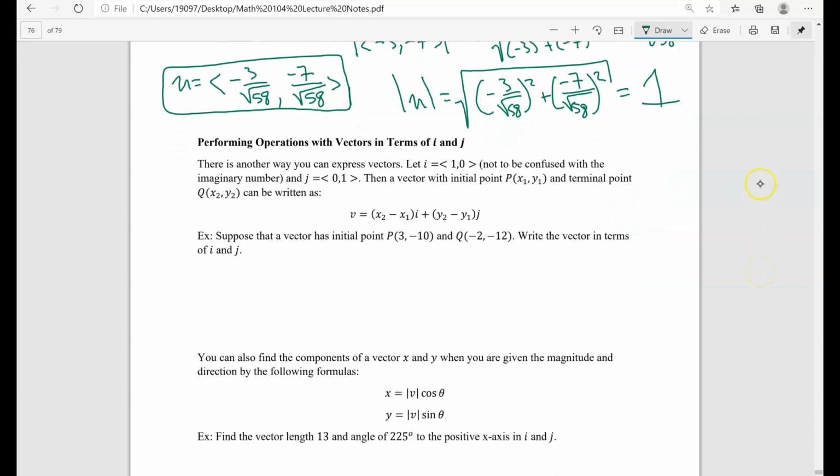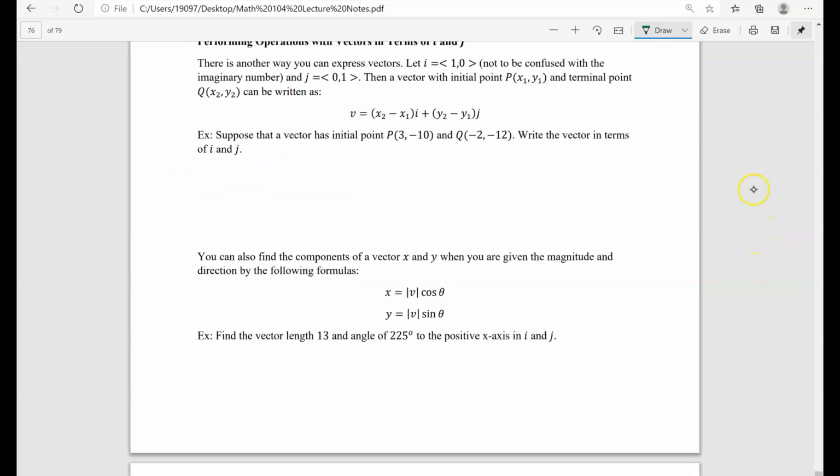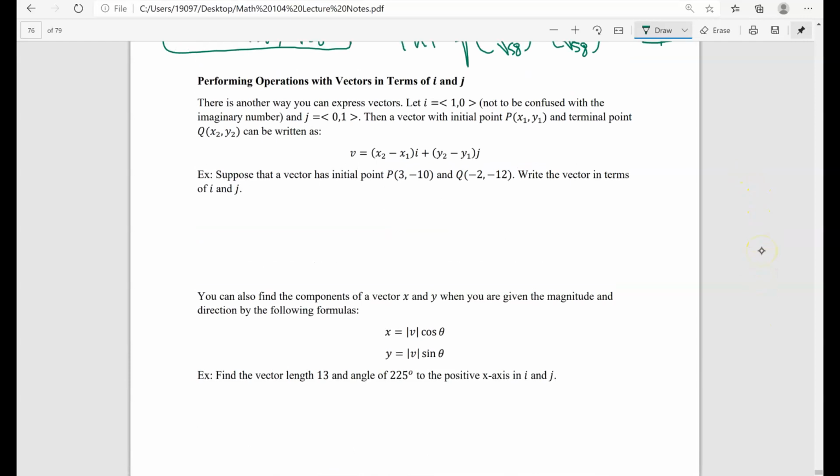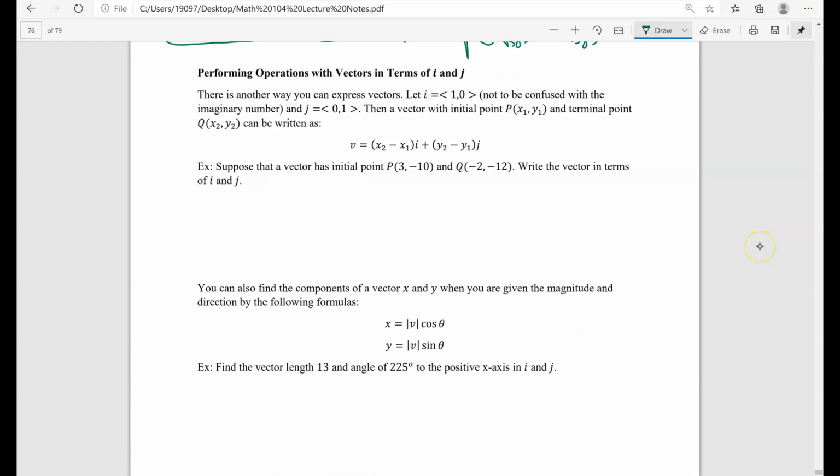So just to give you one last thing, here is what we call performing operations with vectors in terms of i and j. So sometimes we have two different types of ways to talk about vectors. We have it in component form, and we also have ij form. Okay, so I use both different types of forms, and in physics you will use that. So don't confuse the i with the imaginary number. So basically i here is the vector <1, 0>, and j here is the standard vector <0, 1>.